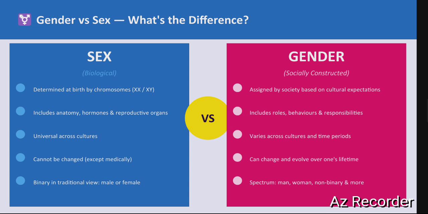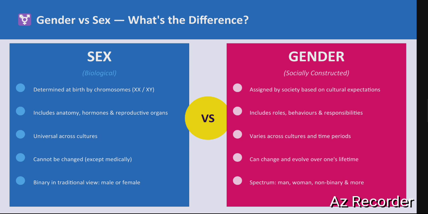Okay, what is gender then? Assigned by society. Again, assigned by society based on cultural expectation. So the society has expectations when the child is born. This is how it needs to be raised. This is how it needs to be studied. This is how it needs to be grown. There is something assigned. And when it comes to sex, it includes anatomy, hormones, reproductive organs.